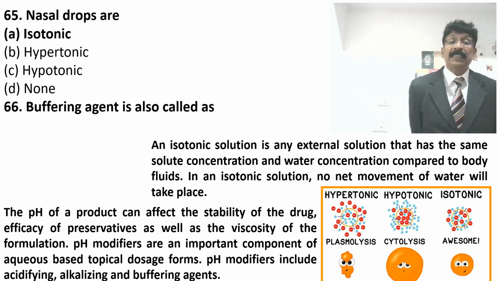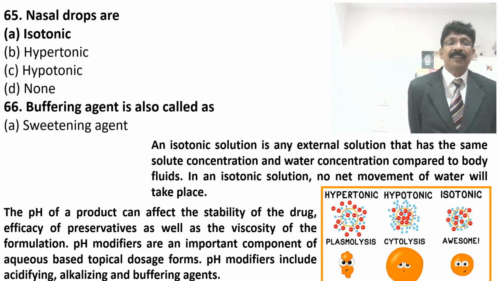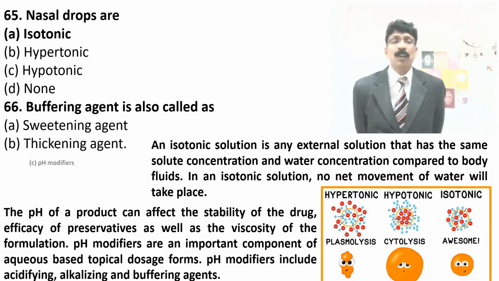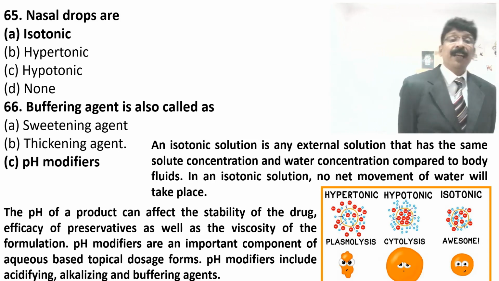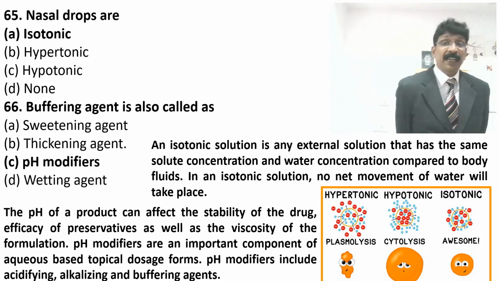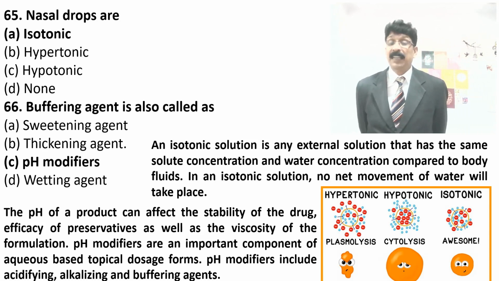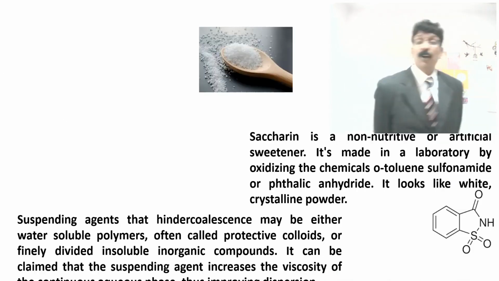Buffer agents are also called sweetening agents? No. Thickening agent? No. pH modifier, you can say. Wetting agent, you can say. So the answer is: buffering agent can be called a pH modifier.